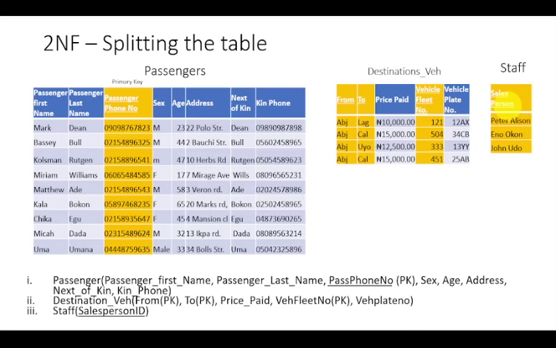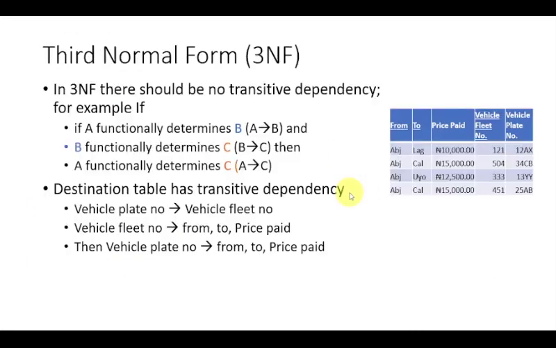Okay, now we move on to the third normal form, 3NF. 3NF says that there should be no transitive dependency. For example, what is transitive dependency?